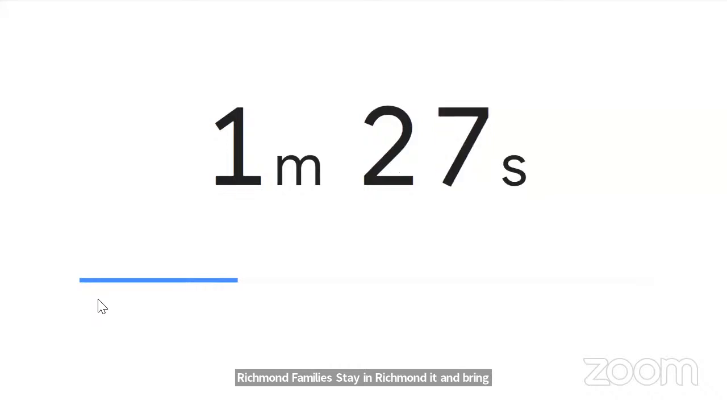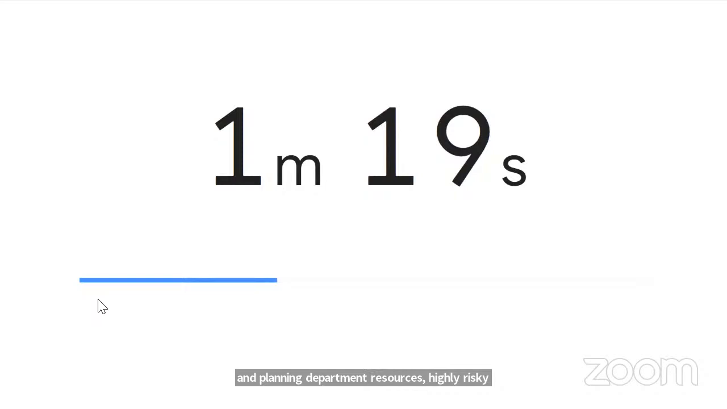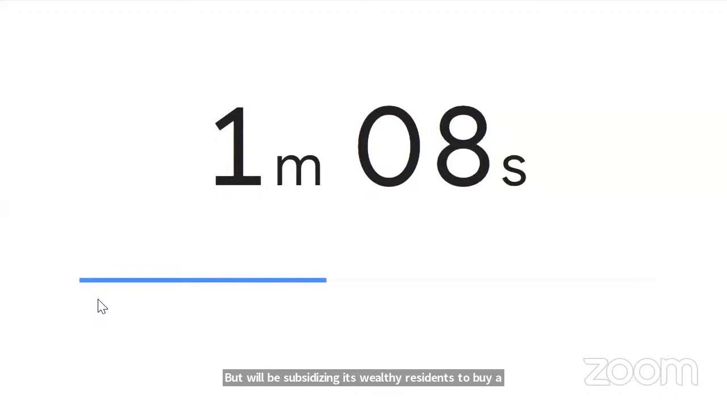the focus is on a luxury development, using limited city and planning department resources for a highly risky development that will cost struggling Richmond taxpayers who can't dream of buying a home there, but will be subsidizing its wealthy residents. To buy a condo at the target selling price of $1,485,000, you will need an income of $300,000 per year.